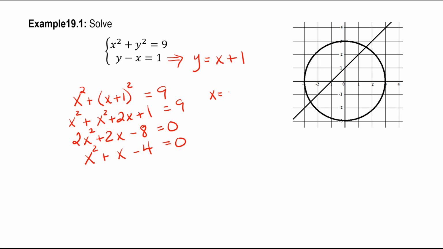This will tell us the x coordinates of the points we're looking for, these 2 points of intersection. Because remember, whenever you're solving a system of equations, you can look at it in 2 ways. You can look at it algebraically, which means what numbers will work in these 2 equations. You can also look at it geometrically, as in where do these 2 graphs intersect. So just about everything you're learning now can be looked at in both ways, the algebraic way and the geometric way.